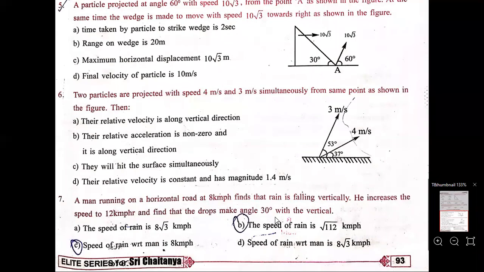Next you see the 7th problem. A man running on a horizontal road at a speed of 8 km per hour finds that rain is falling vertically. So the velocity of man is equal to 8 km per hour, and he finds that rain is falling vertically. That means the velocity of the rain with respect to man is vertical. He increased the speed to 12 km per hour. Then he finds that the drops make an angle of 30 degrees with vertical.